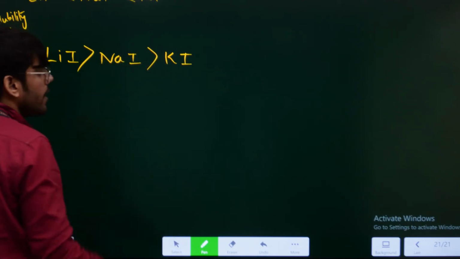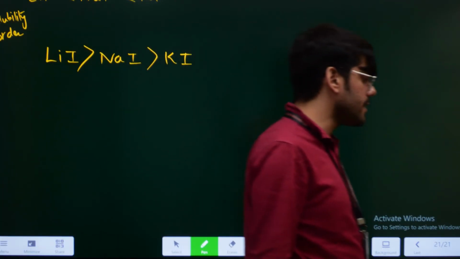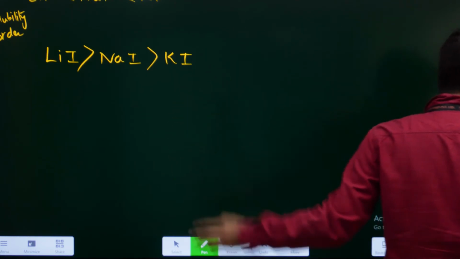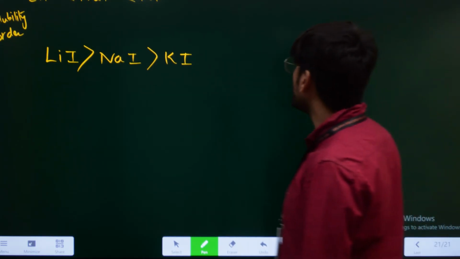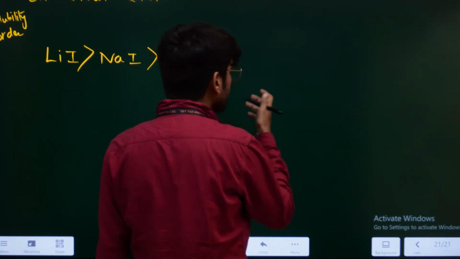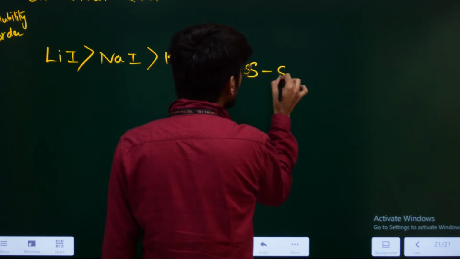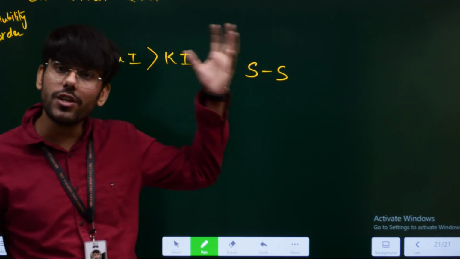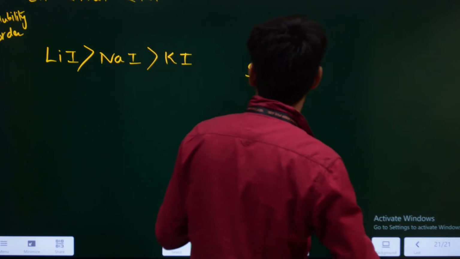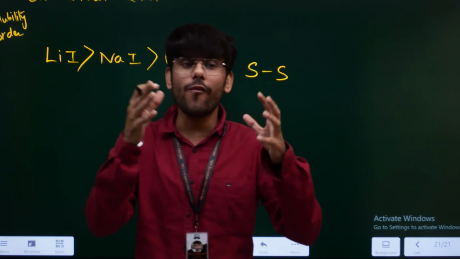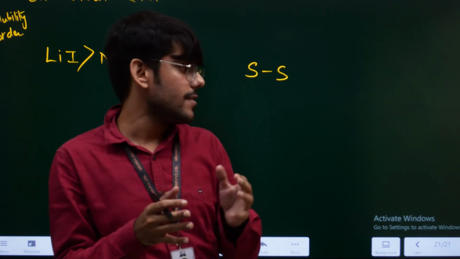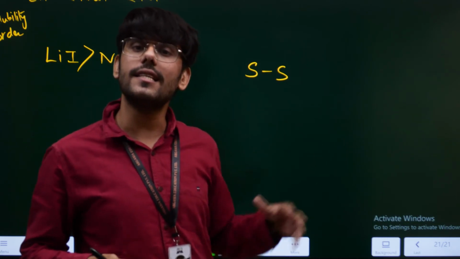So where are the exceptions? This is as per the trend. Where are the exceptions, and why? I can also give you the reason, and it is very simple. Small means a stronger bond. Tell me yes or no? And if the bond is strong, obviously hydration energy will be less, and if the hydration energy is less, it is less soluble.